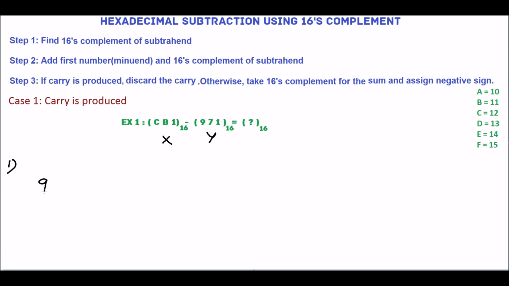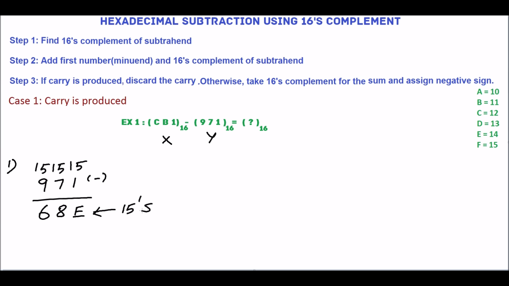To find the 16's complement, first we have to find the 15's complement. For this, subtract each and every digit from 15. 15 minus 1 is 14, which is equivalent of E. 15 minus 7 is 8. 15 minus 9 is 6. 6, 8, E is the 15's complement.